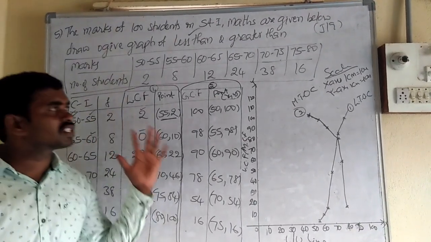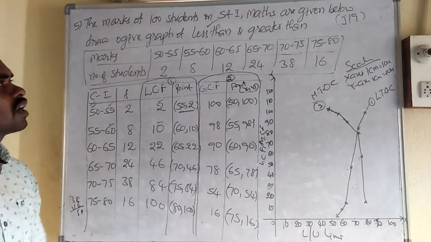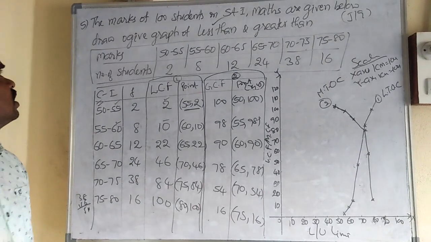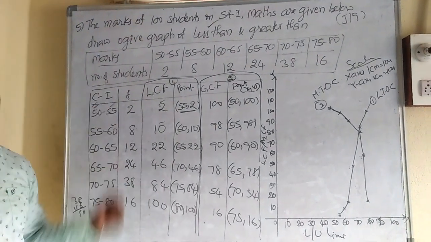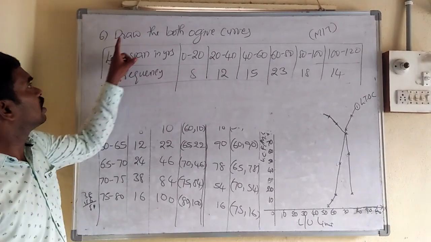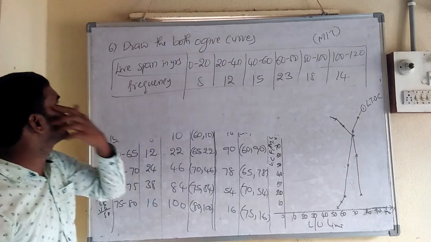Every year we can see one question from the graph sheet. So if you know how to draw the ogive curves, you have 4 marks in the 10th class exam. Okay? I will give you one question for your homework. One more question: draw both ogive curves. March 17th question.